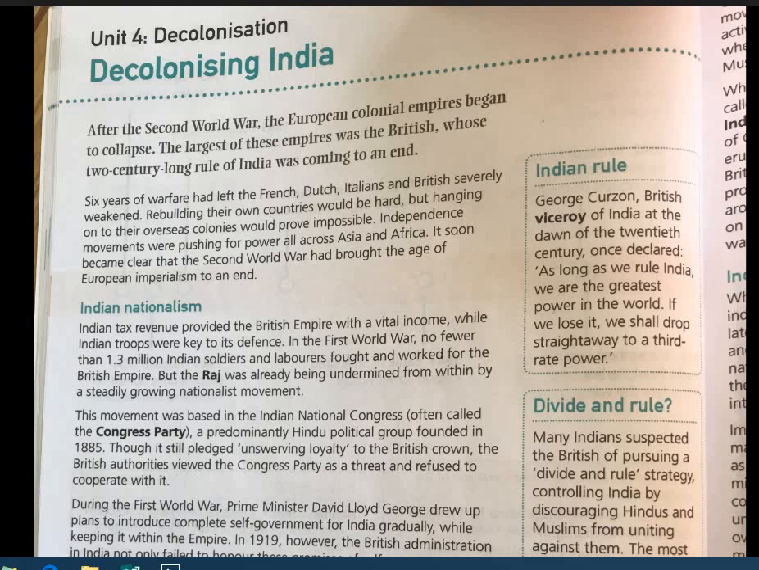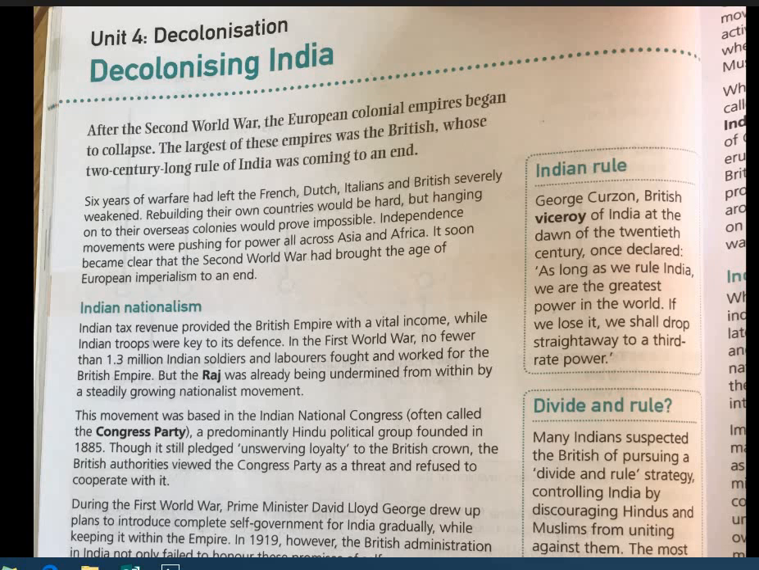After the Second World War, the European colonial empires began to collapse. The largest of these empires was the British, whose 2-century-long rule of India was coming to an end. 6 years of warfare had left the French, Dutch, Italians and British severely weakened. Rebuilding their own countries would be hard, but hanging on to their overseas colonies would prove impossible. Independence movements were pushing for power all across Asia and Africa. It soon became clear that the Second World War had brought the age of European imperialism to an end.